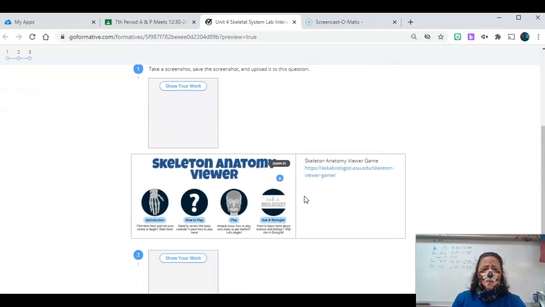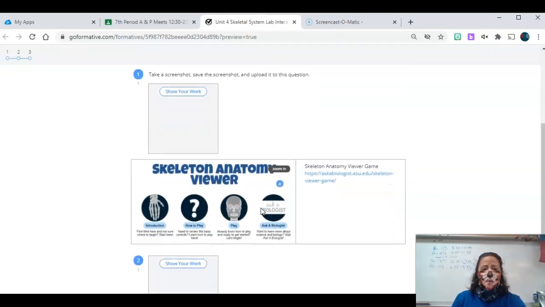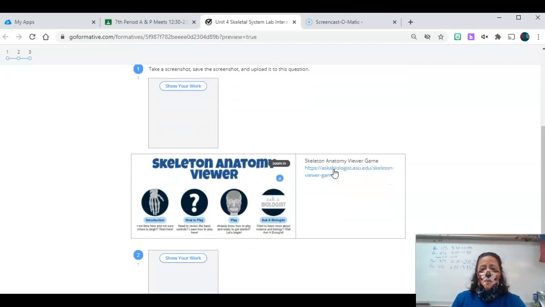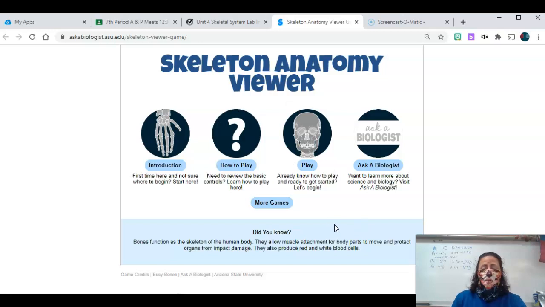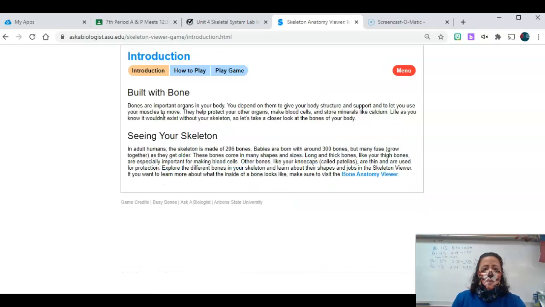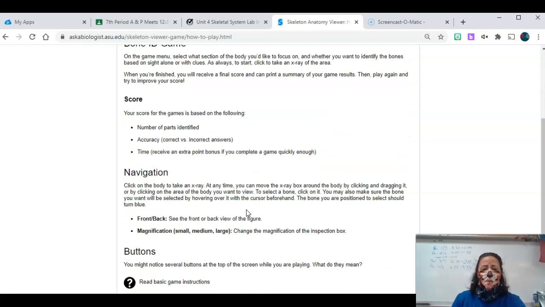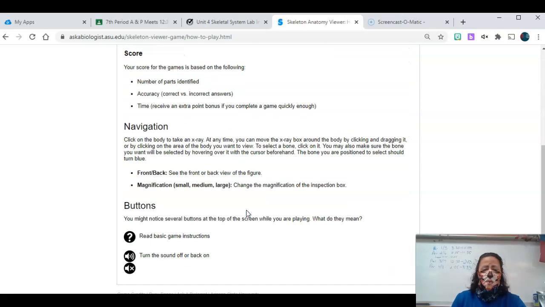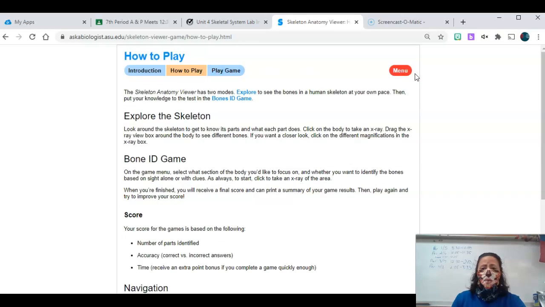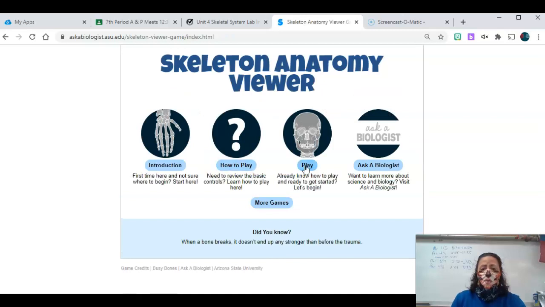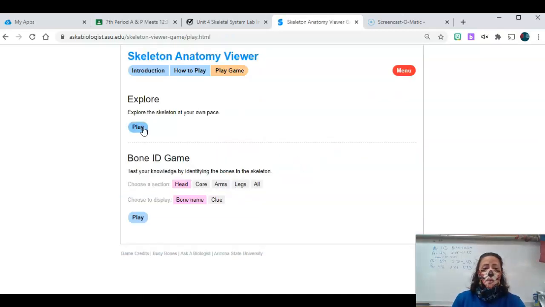Now your other half of your formative, of your interactive lab, is the skeleton anatomy viewer. And you'll notice it looks very much the same. Fun facts. Introduction, telling you about bones. Let's go back to our menu. How to play. It's the exact same setup. You can turn front and back. Magnification, small, medium, or large. To play, two things. You can explore, and then you can actually play the game.